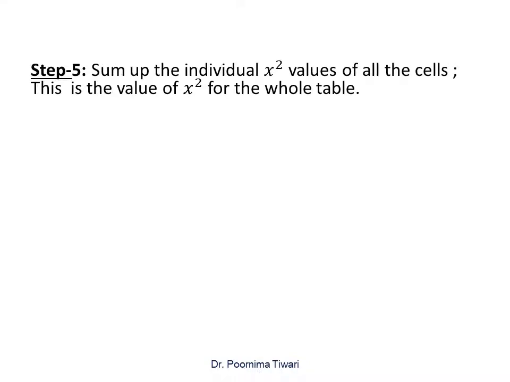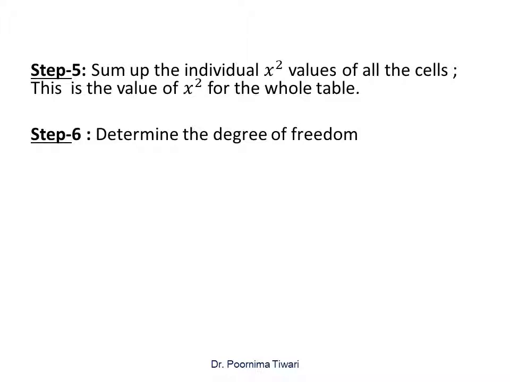In the fifth step, we sum up all the individual chi-square values, that is, the chi-square values of all the cells are added up, and this gives the value of the chi-square for the whole table for this study. Sixth step, we determine the degree of freedom.